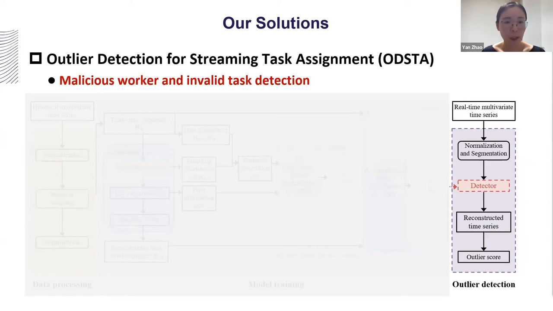After the model training, the trained model is transferred to the outlier detector in the outlier detection component. When a new time series arrives, it's first normalized and segmented, and then reconstructed by the outlier detector. Finally, the outlier score is computed based on the reconstruction error between the original time series and the reconstructed one.